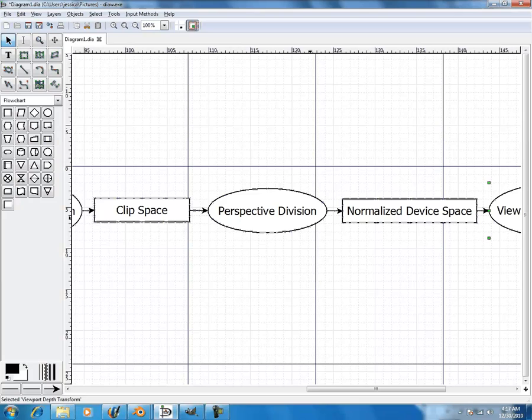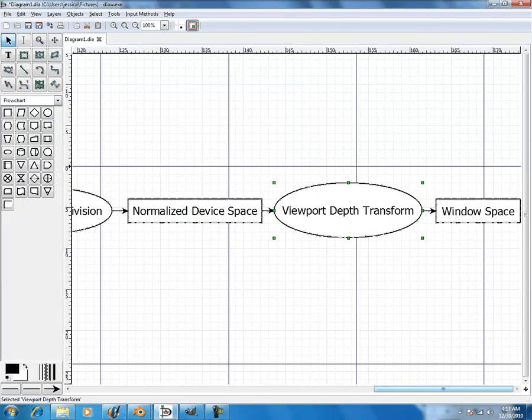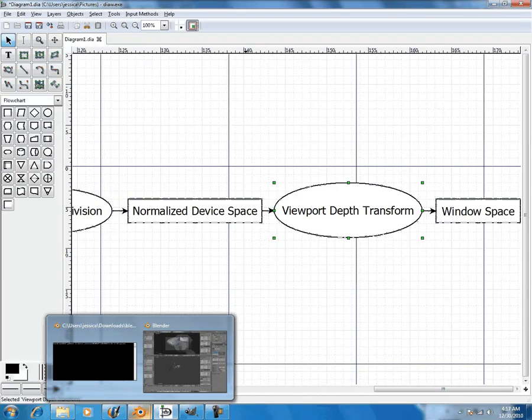Alrighty, so we've seen what the view frustum is, and we've seen clip coordinates, and we've seen perspective division now, and normalized device space has been explained too. Let's talk about your viewport depth transform mathematics operation. These are all different matrices that we're multiplying through for each part, and then we get into window space, which is literally the final actual image that displays on your monitor. And that's the final part of this whole process.